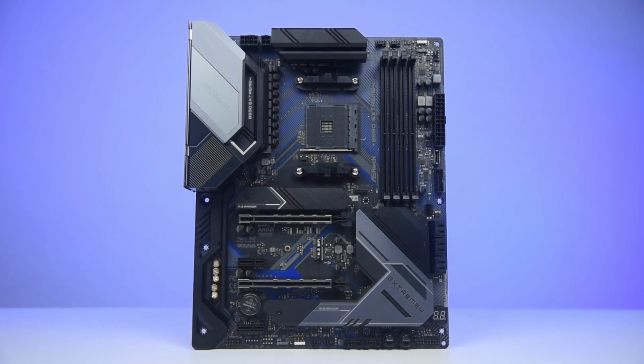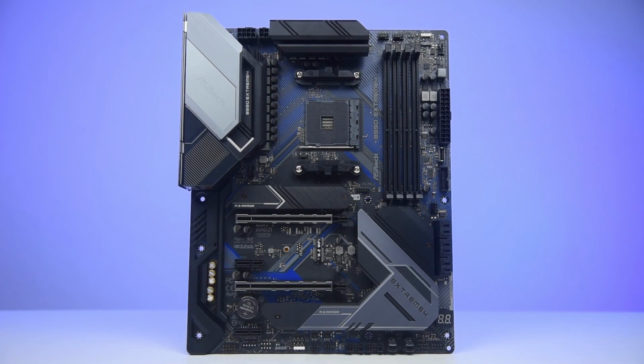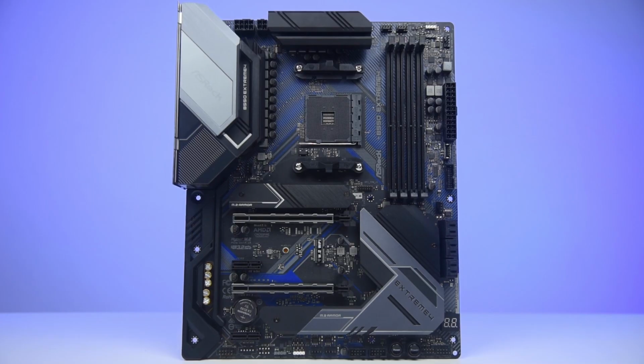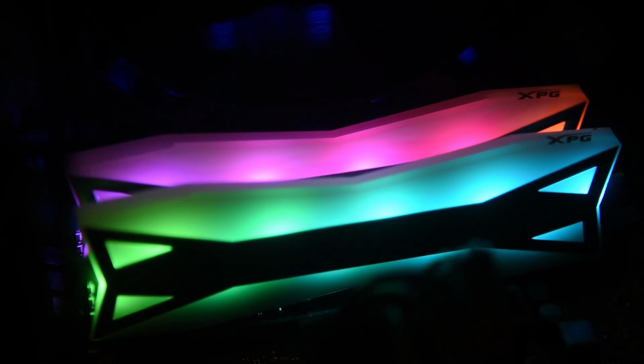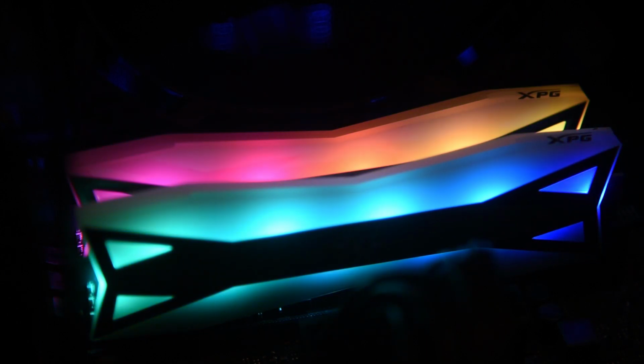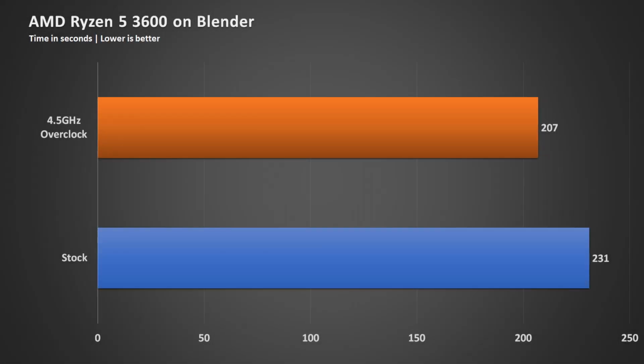Now let's dive into the benchmarks. In this video, I'm using the ASRock B550 Extreme 4 motherboard, and as for my RAM, I'm using the XPG Spectrix D60G 3600 CL14 kit. In Blender, the 4.5 GHz overclocked Ryzen 5 3600 with a 3600 MHz CL14 XPG D60 kit shaved almost half a minute off the render time when compared to stock settings.